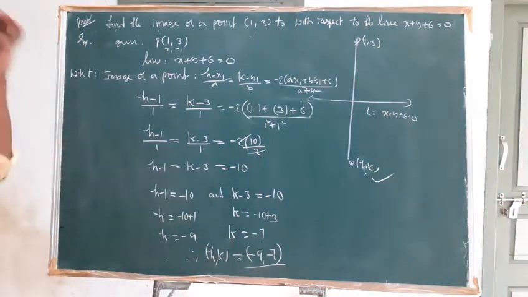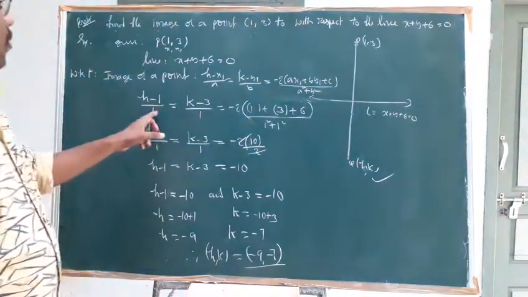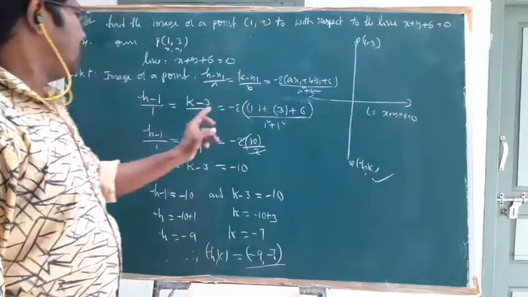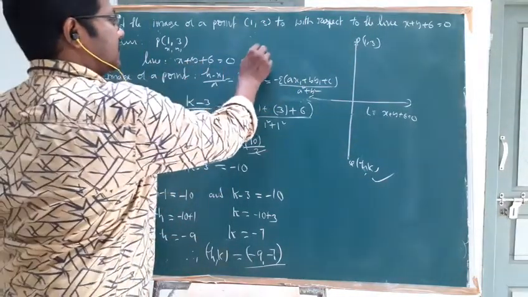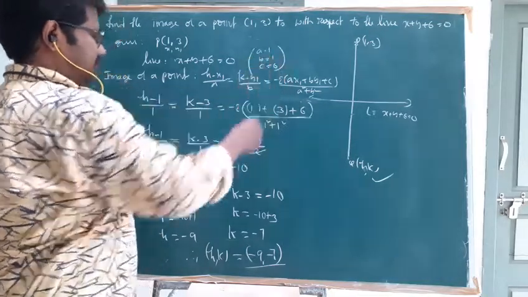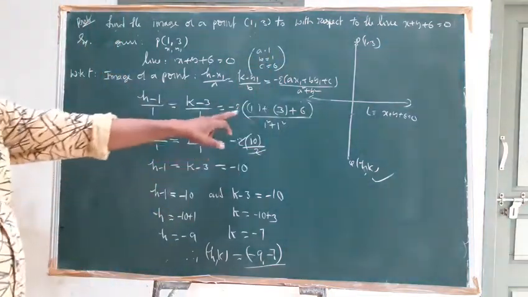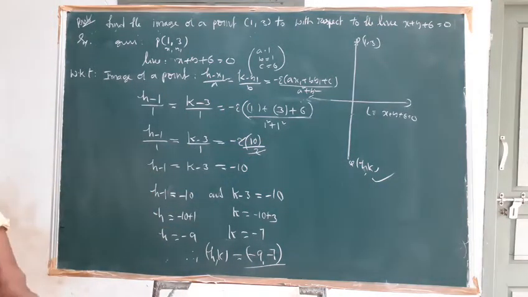Yes children, once again h minus 1 by 1, k minus 3 by 1. Why? a value 1, b value 1. If you have doubt, write a value 1, b value 1, c value 6. Simplify like this. Okay, once copy children.